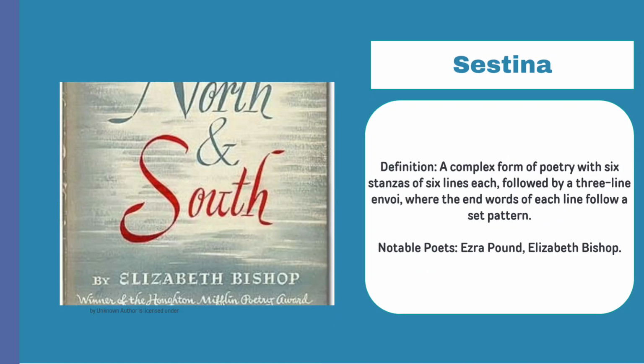Now we will be learning about the sestina, a different kind of poetry. A sestina is a complex form of poetry with six stanzas of six lines each, followed by a three-line envoi, where the end words of each line follow a particular pattern. Ezra Pound and Elizabeth Bishop used this form to create some good poems. We can refer to their poems to know what the sestina form is.